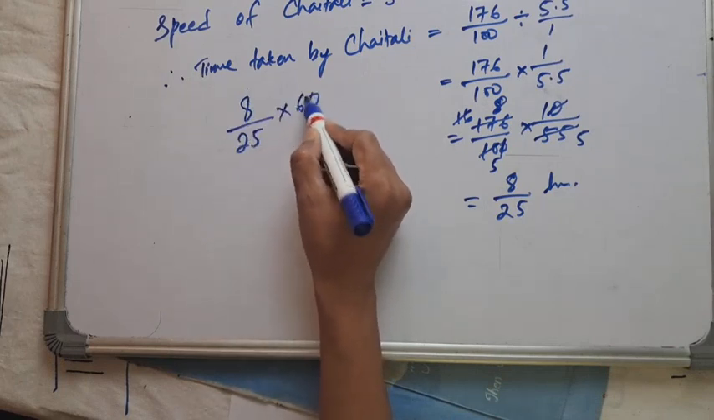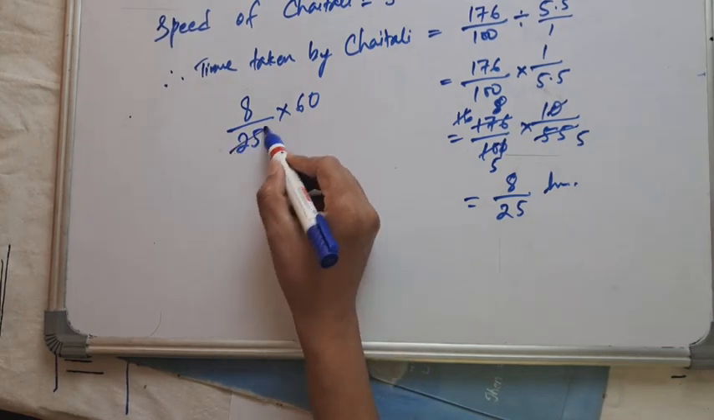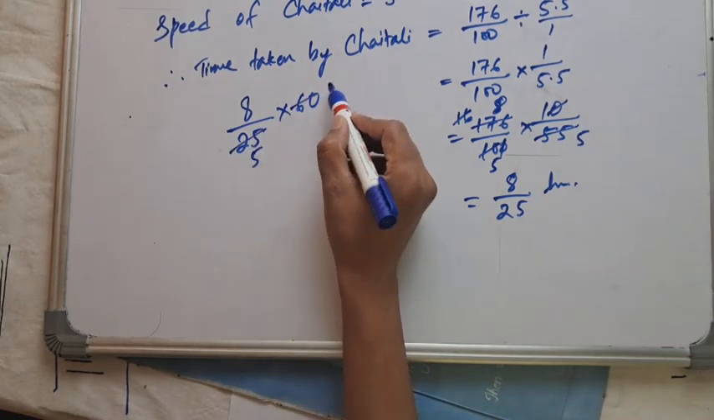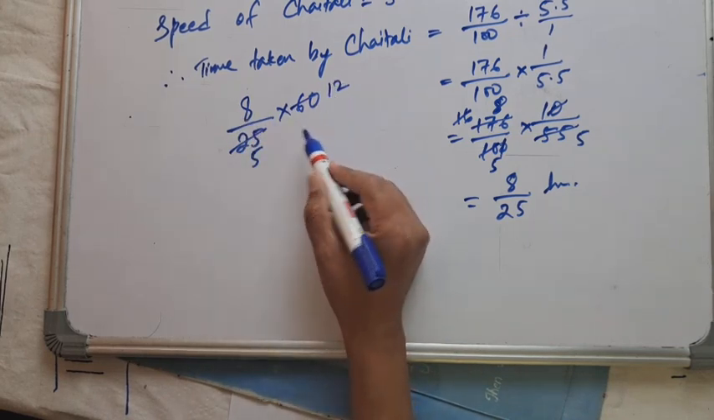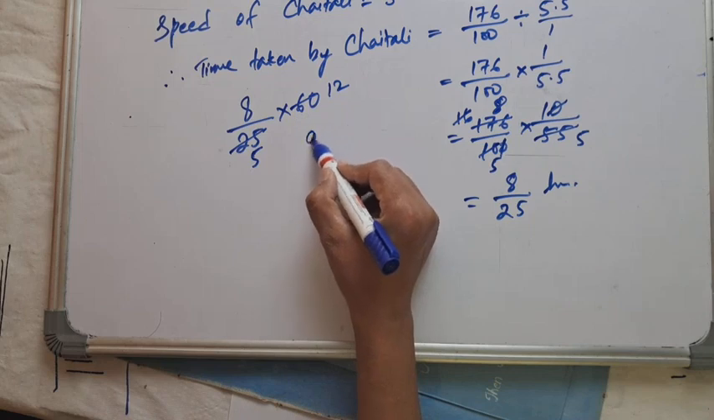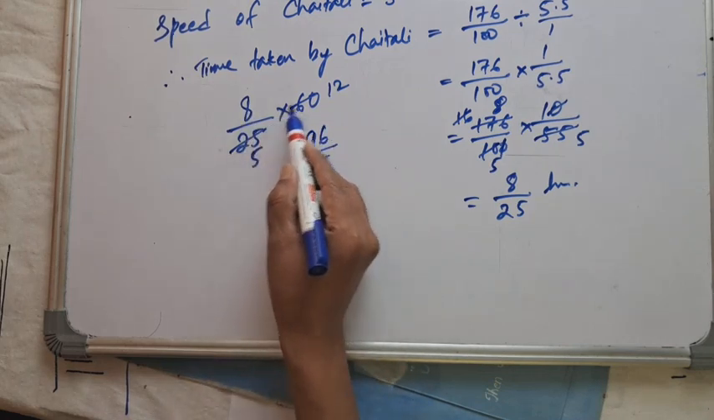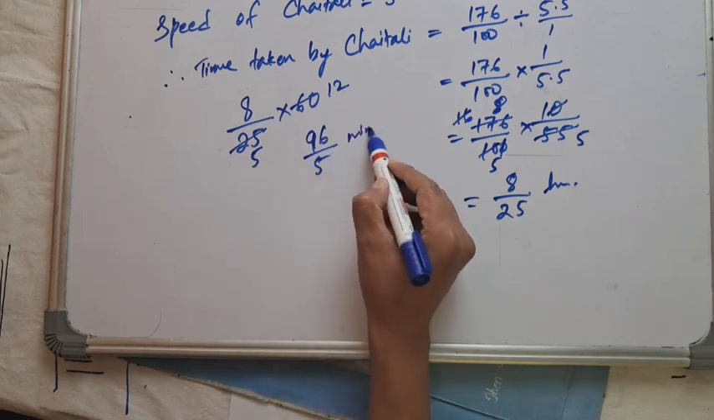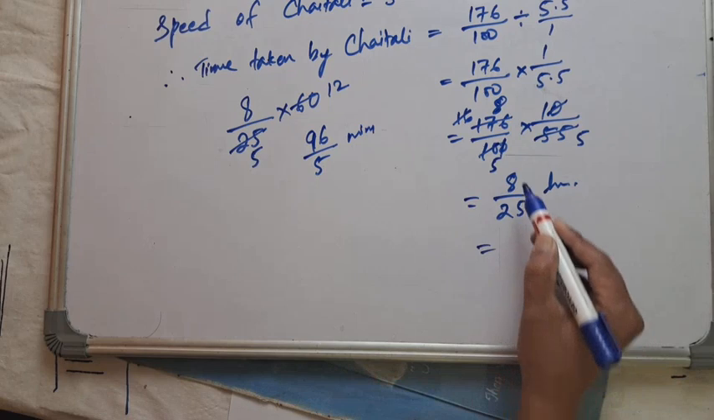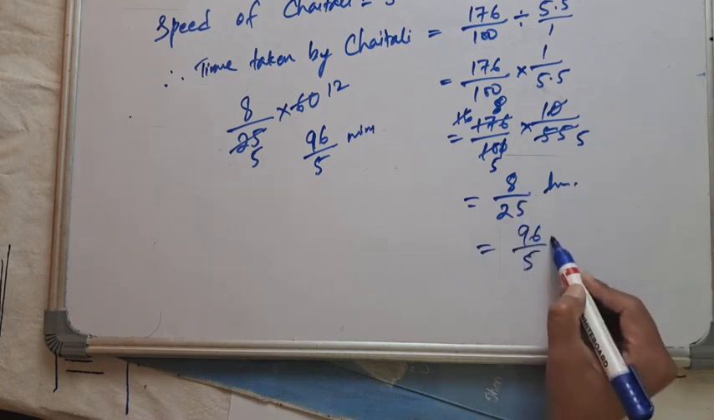So when we multiply this by 60, we convert this into minutes, isn't it? So 5 5s are 25, 5 12s are 60. So 8 into 12 is 96. So 8 upon 25 hour means 96 upon 5 minutes.